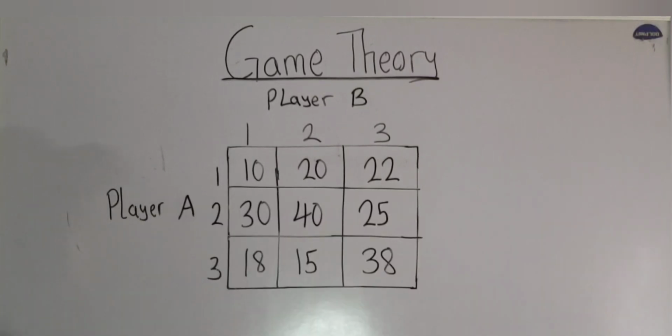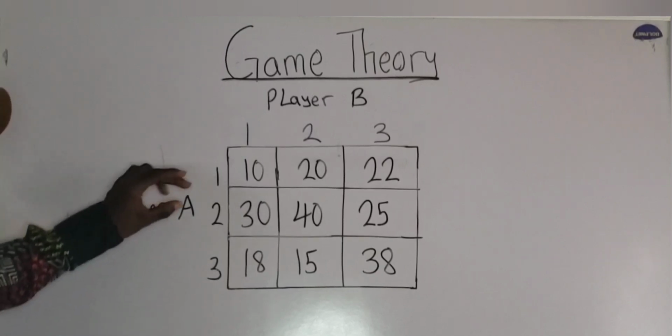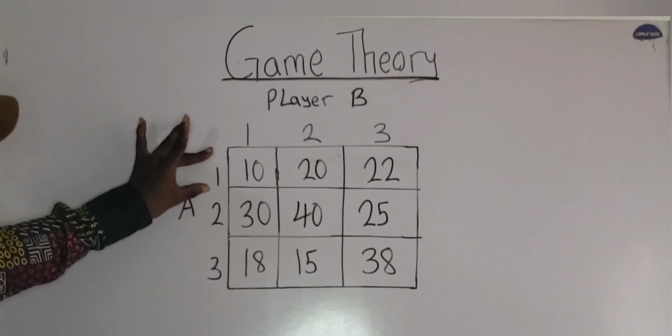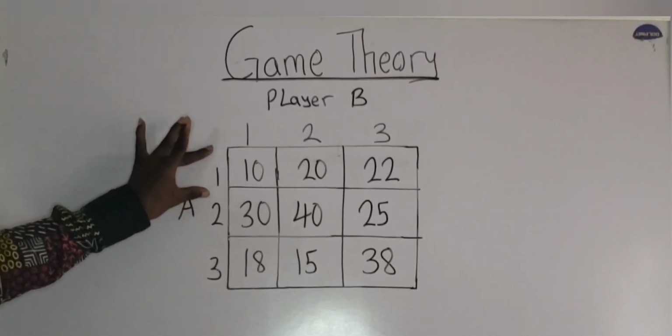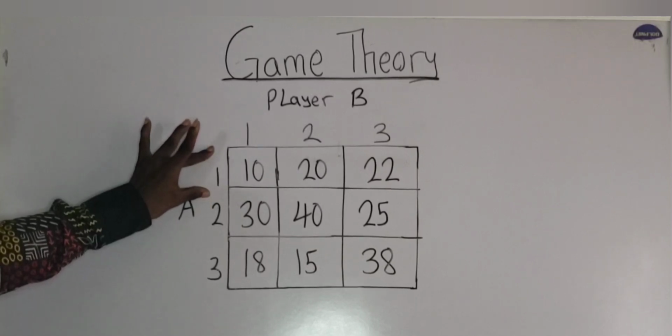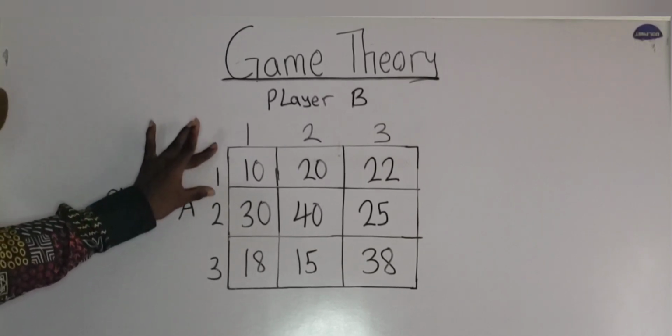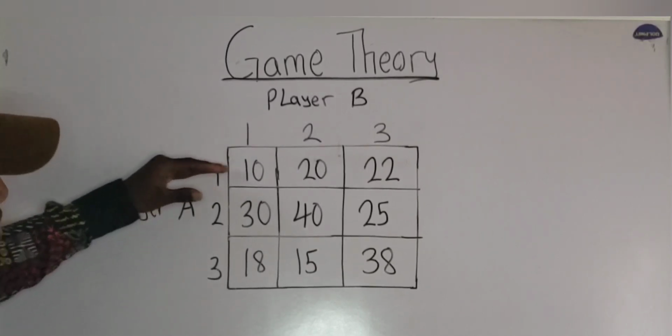Note if the outcome of the game is positive. Okay, now let me tell you how to determine the outcome of a game. If player A selects the first strategy, that is, we are going to have this row.